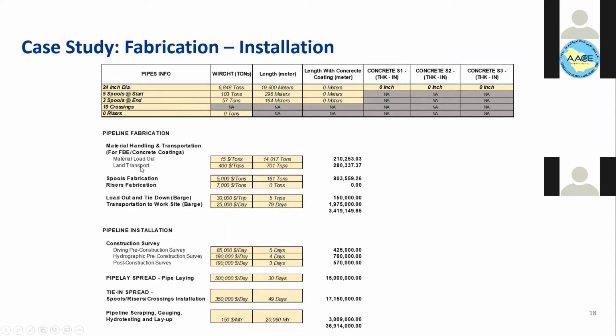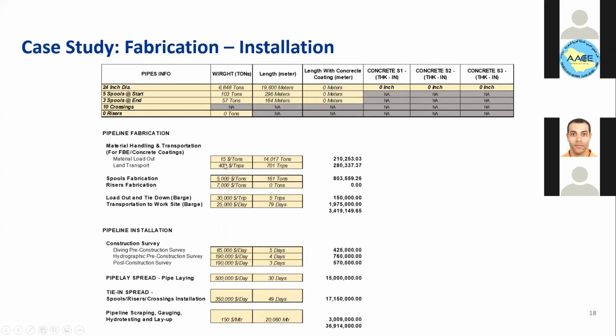For material load out and land transport, because as I said, the material is going to be delivered from onshore using a material barge to the vessel on the sea. But before that, you're going to need land transportation from the material warehouse to the seaport, where the material barge will take those pipes to the vessel. So based on the total tonnage of the pipe, you calculated that you need 700 trips at $400 per trip. And you get the cost for land transportation.